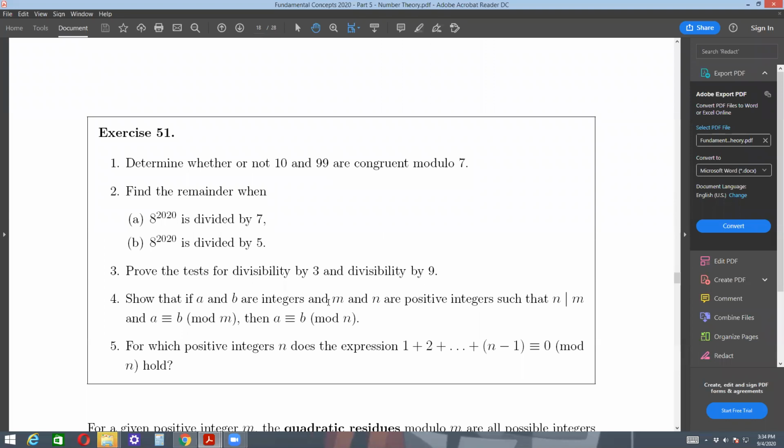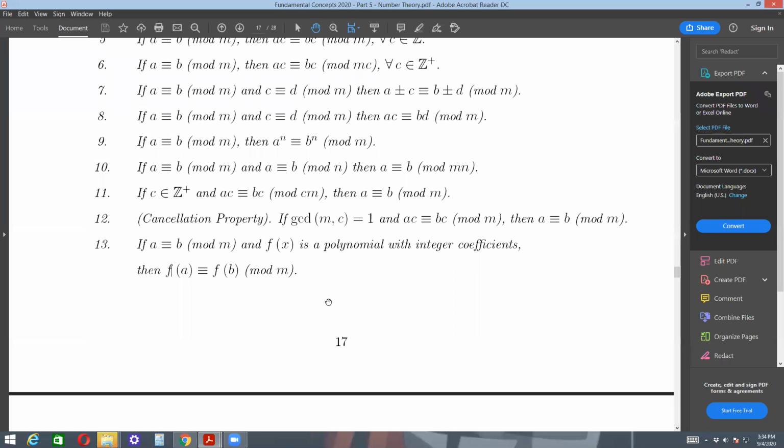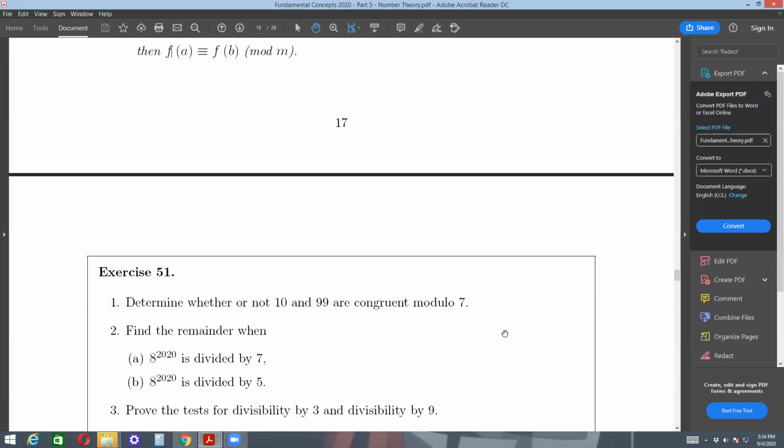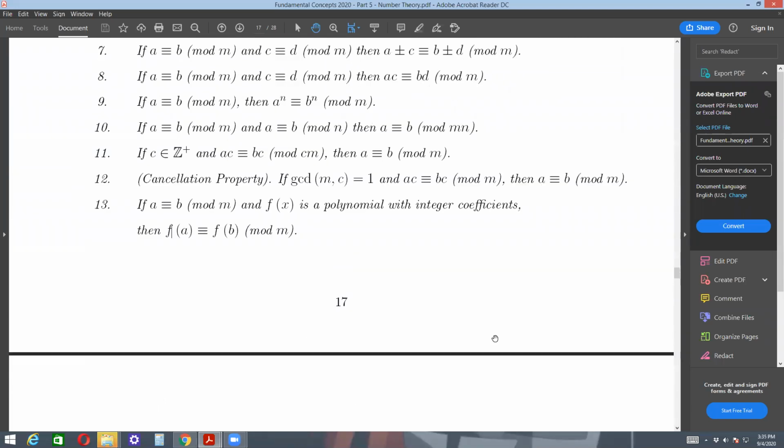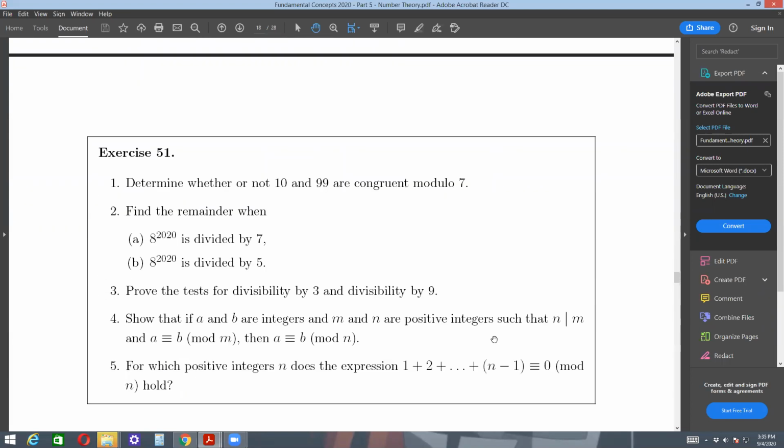All right, does anybody have any questions with congruences so far? Because that was just the basic stuff. There aren't any examples, so let's just look at a couple of these. Determine whether or not 10 and 99 are congruent modulo 7. Well, the answer to that is obviously no, because the remainder here is 3. The remainder here is 1, I think. Yeah, so they're not congruent.